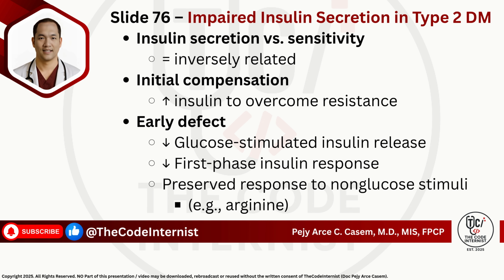In type 2 diabetes, the pancreas tries to keep up with insulin resistance by releasing more insulin. But over time, the quality of insulin response starts to fade, especially after eating. The very first insulin spike after glucose is blunted, and even if the pancreas still responds to other triggers like arginine, it can't maintain this for long.